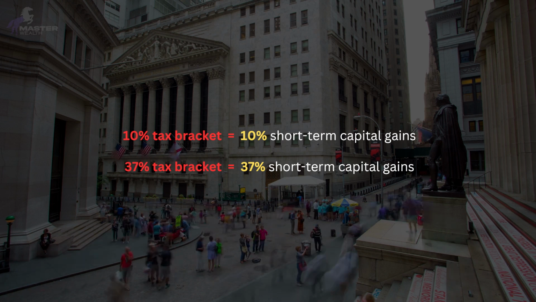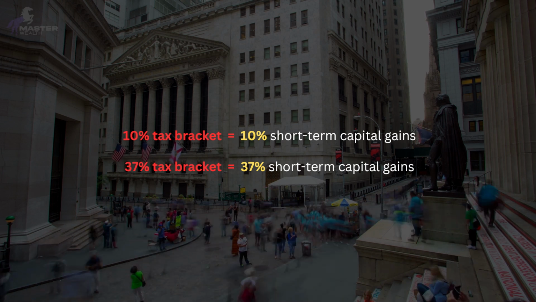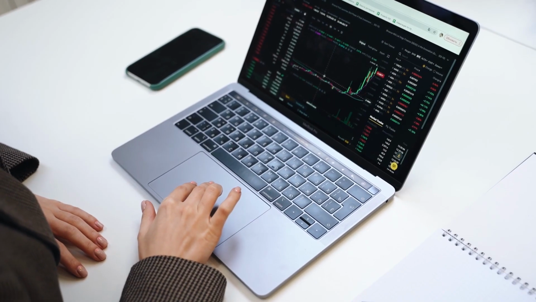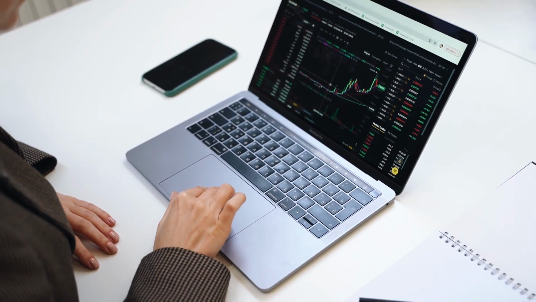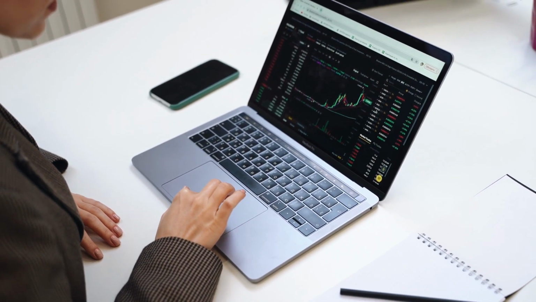But if you hold the stock for more than 1 year and then you sell it for a gain, then it will be classified as a long-term capital gain. So, it just depends on how long you hold the stock. Short-term is a year or less. Long-term is longer than a year.